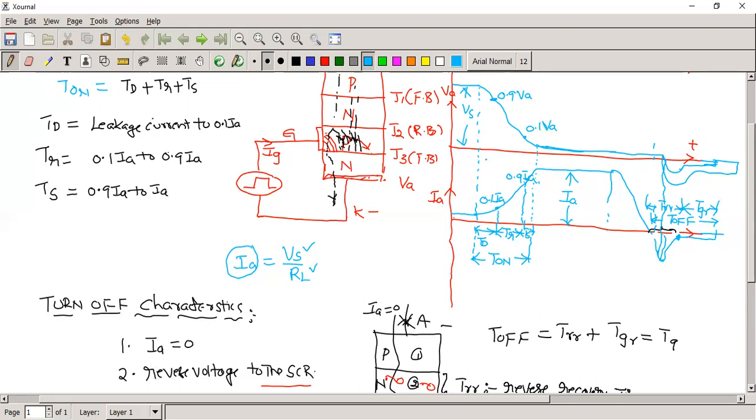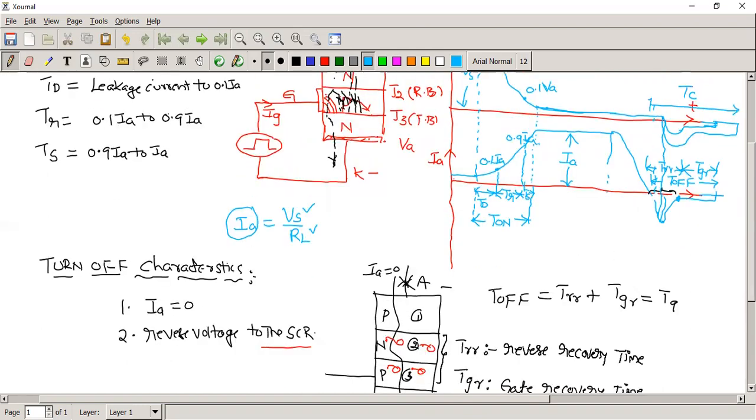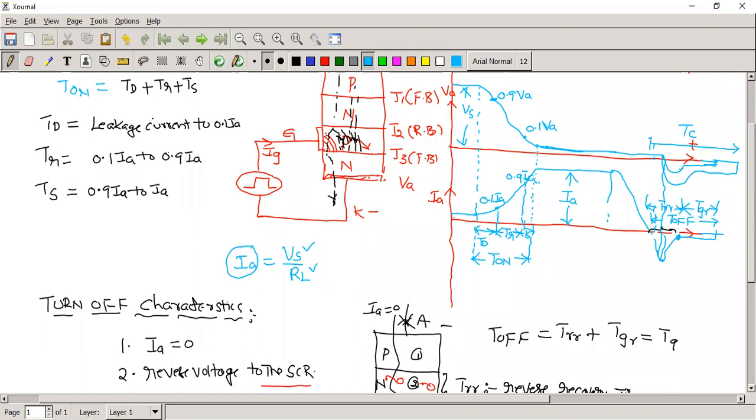Now we are going to define one more parameter: the time interval from when the anode current is zero to when the reverse voltage ends. This is nothing but tC, the circuit turn off time. The circuit turn off time is the time interval in which we are applying the reverse voltage to the SCR after the anode current is zero.